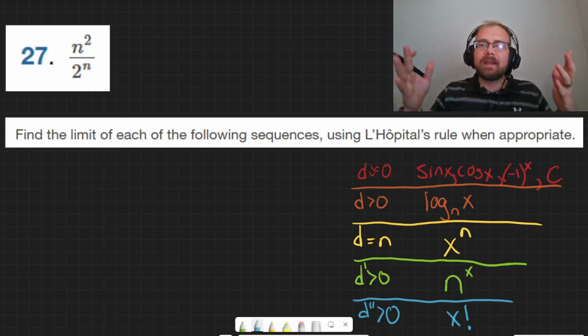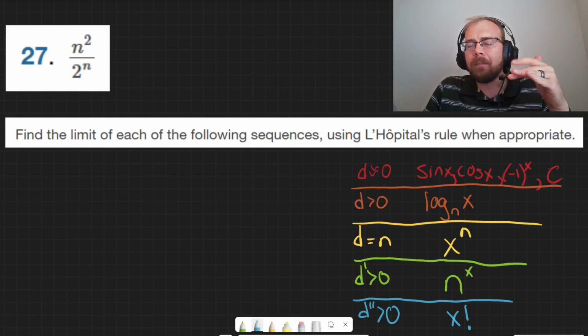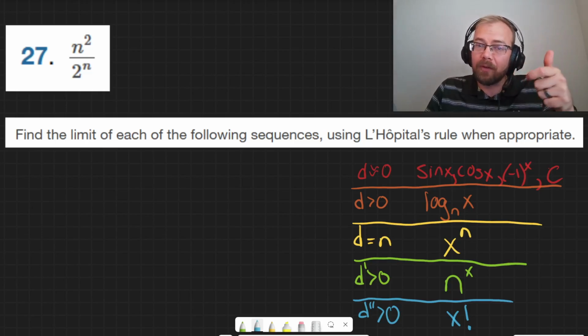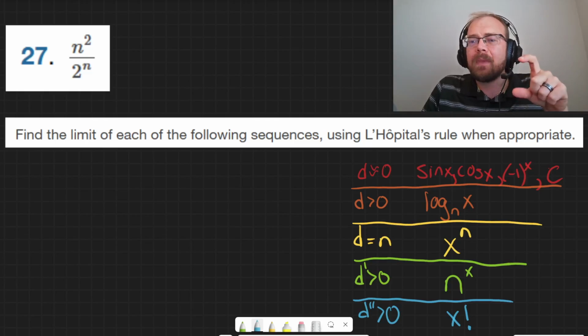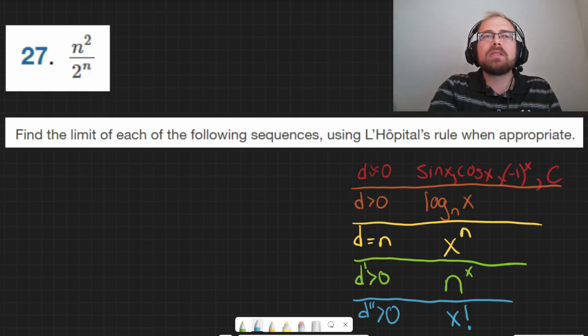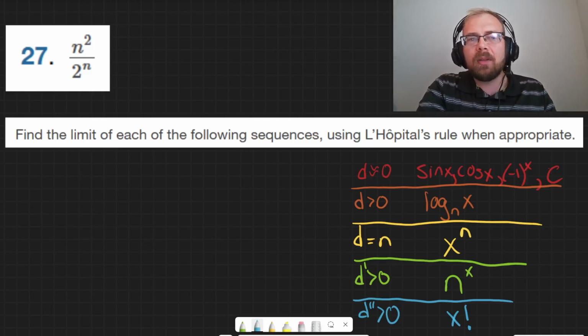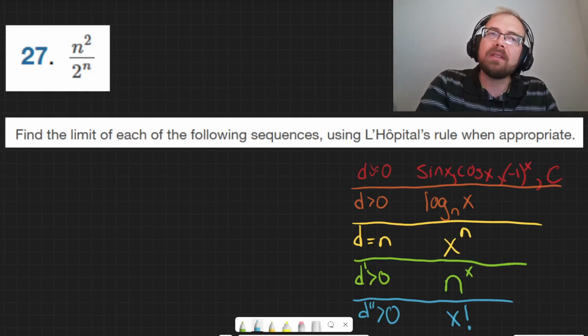So basically, if you have something lesser on the top, something greater on the bottom, the limit will be 0. If it's the reverse of that, then the limit doesn't exist. If the types of functions are exactly the same, then you would divide the leading coefficients. And that's pretty much how it works. So on the top, you've got a yellow function. On the bottom, you've got a green function. Green beats yellow, so the limit's going to be 0.